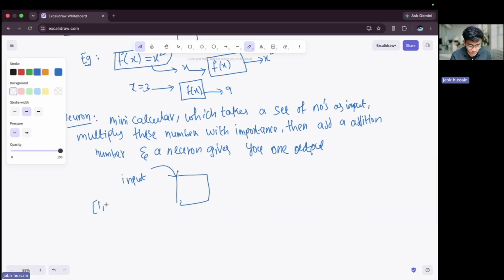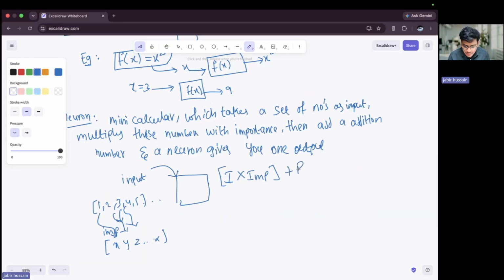I imagine this stream of input as a single dimensional array, right? 1D array. It can be 1, 2, 3, 4, 5, something, something. And for it, we will have an importance array associated with it. For one, we will have some importance number, for two, an importance number, and all like X, Y, Z, alpha, beta, whatever. Now, a neuron will take the input number and its importance, and it multiplies both of them, my input times its importance, right? Multiply the input value with the importance, and then add on top of it an additional number, and that will be the output of the neuron.